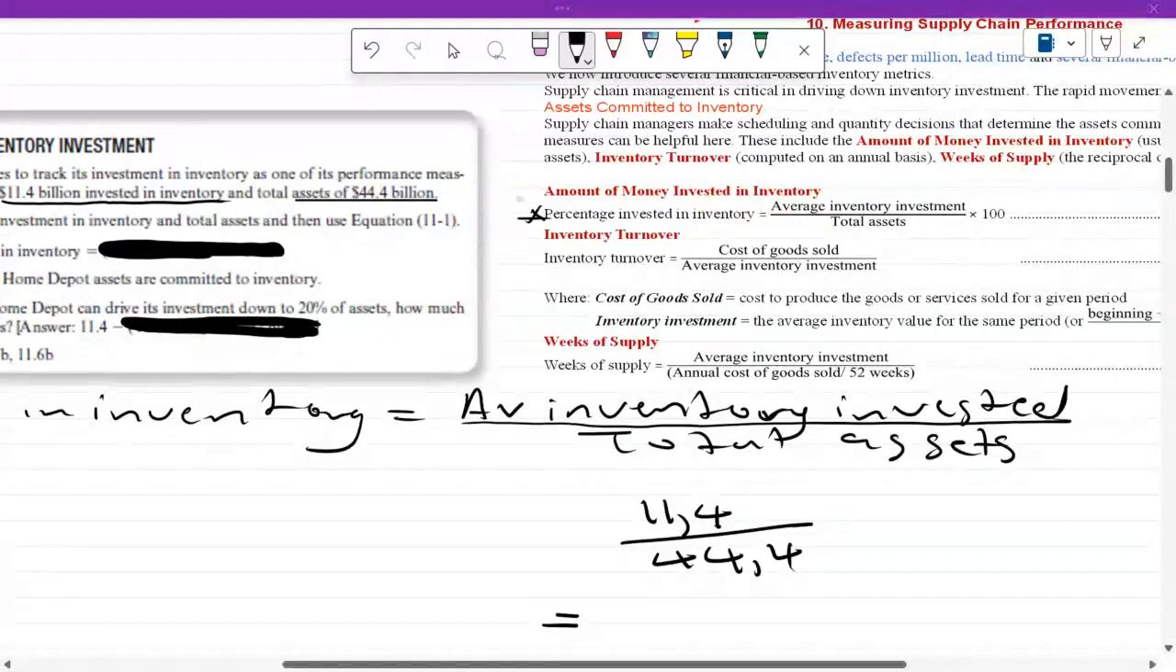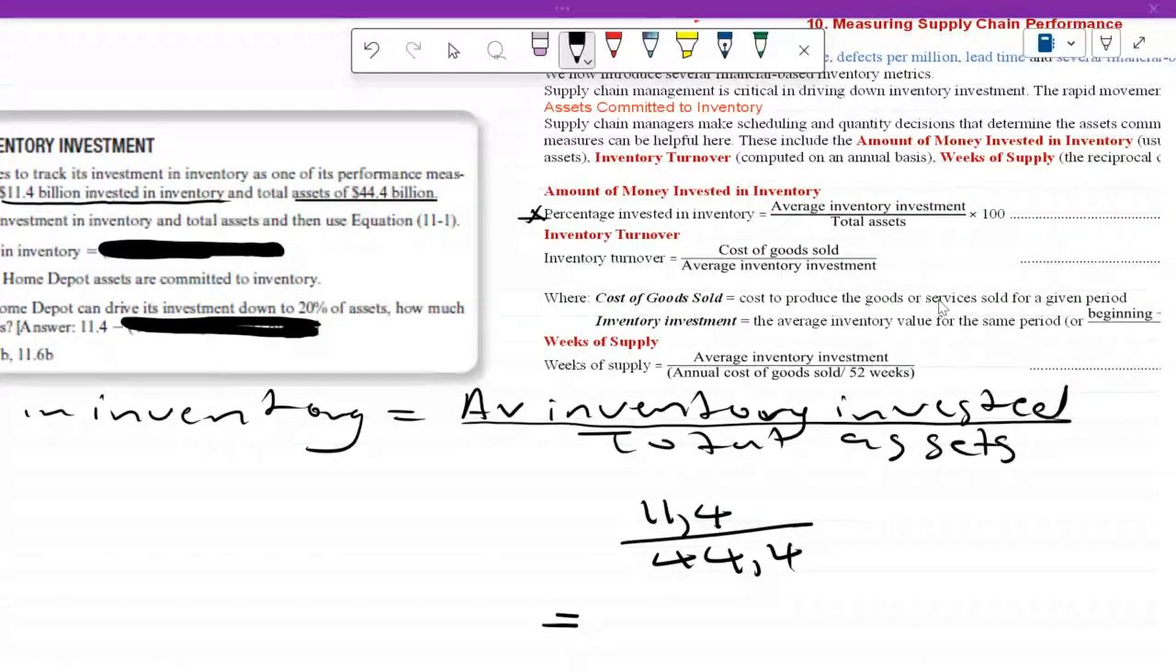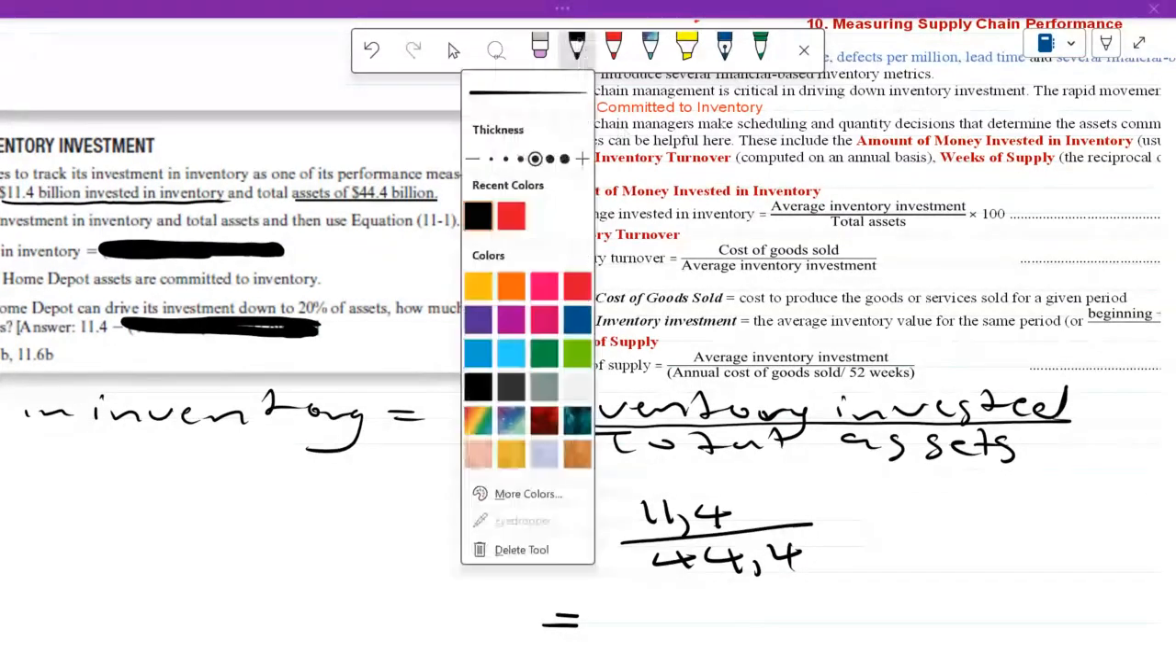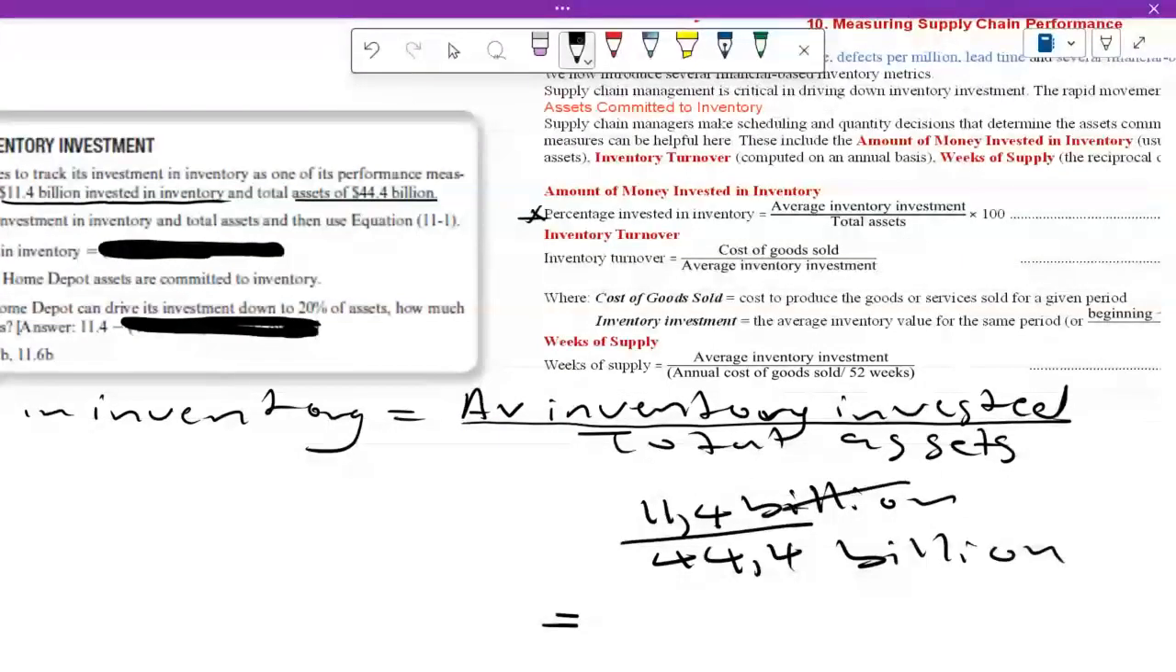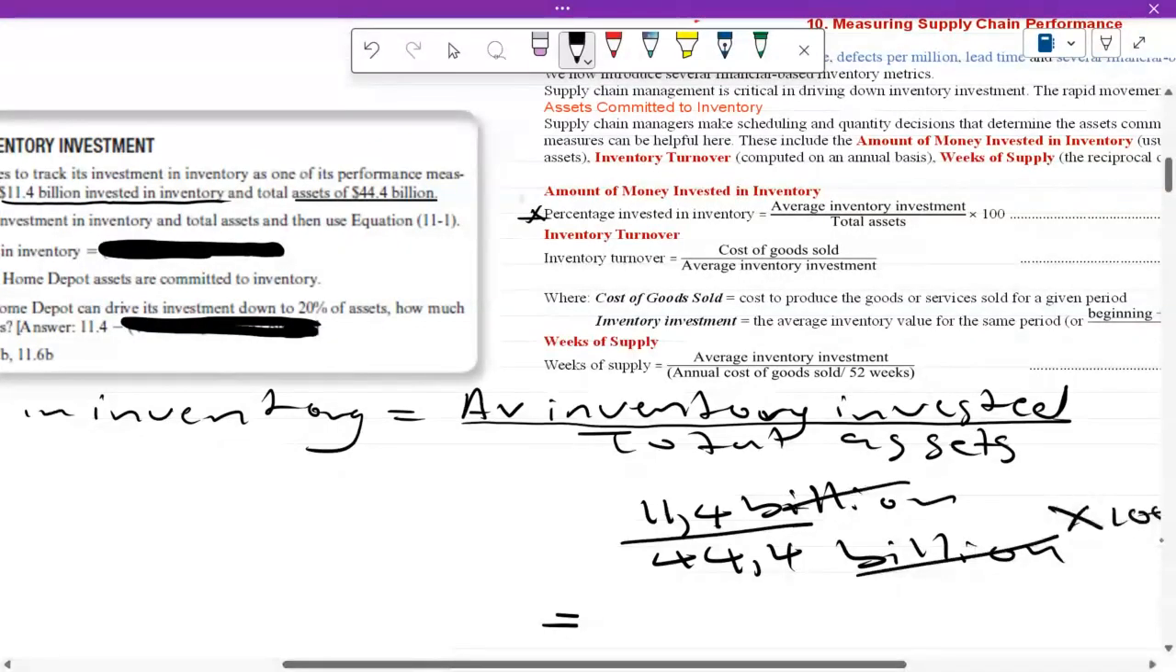Must we just punch in 11.4 divided by 44, or must we punch in 11.4 billion? No, you just punch it as 11.4. You know why? Remember, they are sharing the same SI unit, which is a billion. So they cancel out, and we can always ignore it. And also, this is times 100.